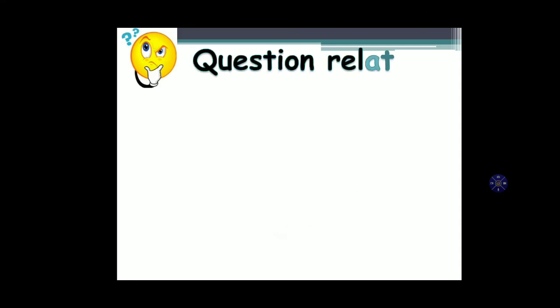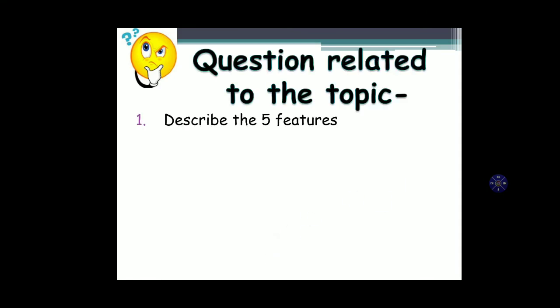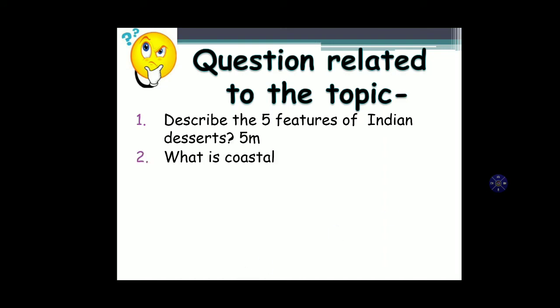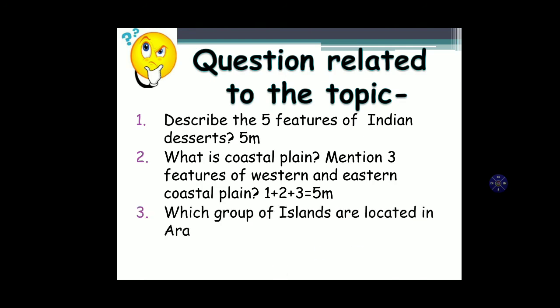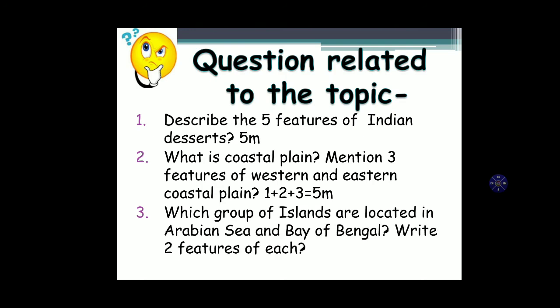Now the questions related to the topic. Describe five features of the Indian desert, 5 marks. What is a coastal plain? Mention three features of the western and eastern coastal plain respectively. All right, so these marks are 1 plus 2 plus 2, 5. It is not 3. And then, which group of islands are located in the Arabian Sea and the Bay of Bengal? Write two features of each. That is also a 5 mark question.